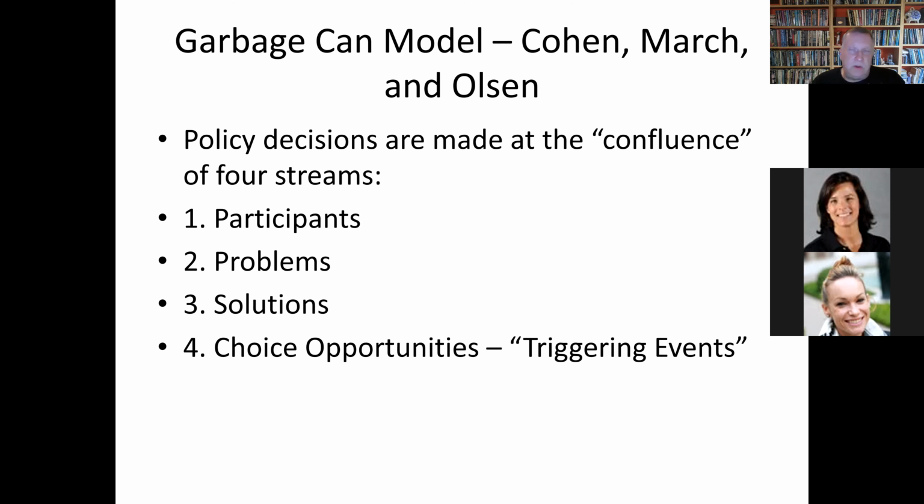The first stream is the participant stream. This simply means that we need to have decision makers, policy makers in those policy making positions who are predisposed to making a policy about an issue or making a big change to our policy orientation on an issue. So we have to have decision makers there in the right offices who are predisposed to making a decision, for a decision to be made. So you got to have your participants in place.